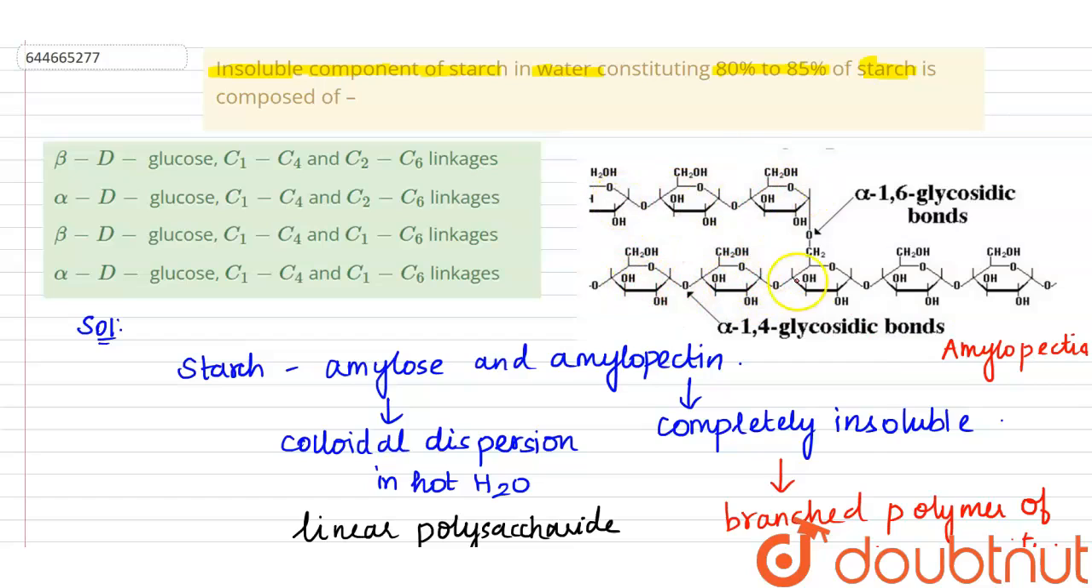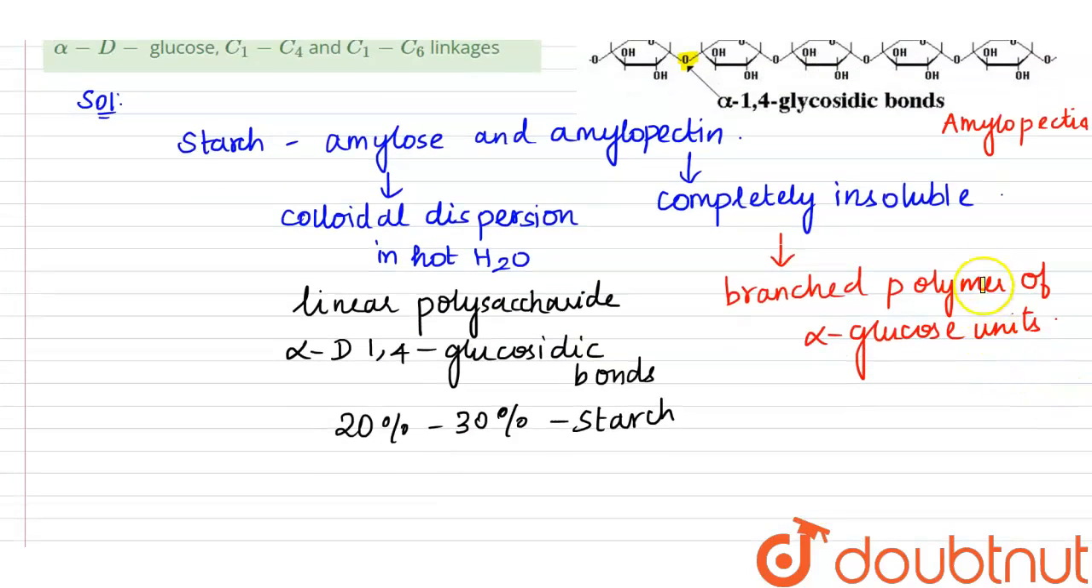The glucose units are linked in a linear way with alpha glucosidic linkage. So here it is an alpha glucosidic linkage, and in this way it gets branched by alpha glucosidic bonds. So it is a highly branched polymer of alpha glucosidic units, and we know that starch comprises 80 to 85% amylopectin.